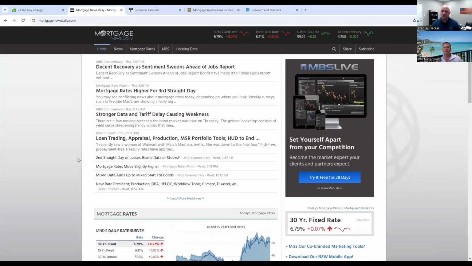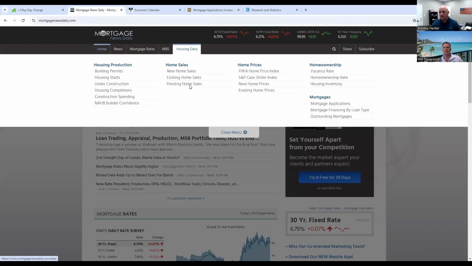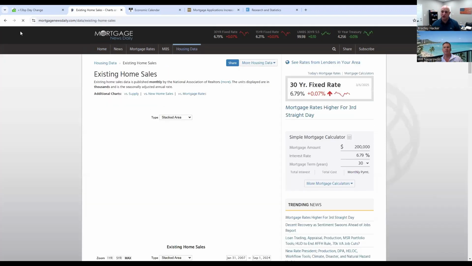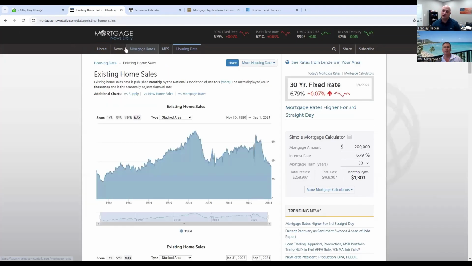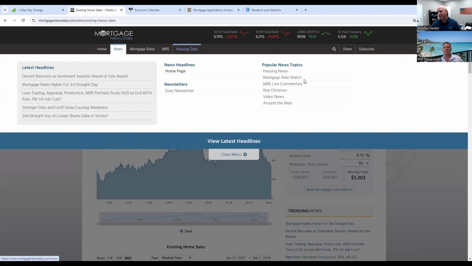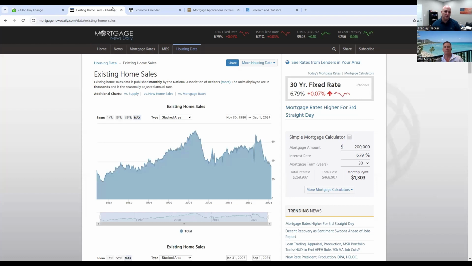But it's also a great resource for housing data. It's got all the reports, the NAR reports, existing home sales, pending home sales, all that good stuff. And it's also got a lot of great real estate news. So if you are looking for a place to track interest rates, clients love to ask realtors instead of mortgage people, hey, what are rates today, or what's going on with interest rates?